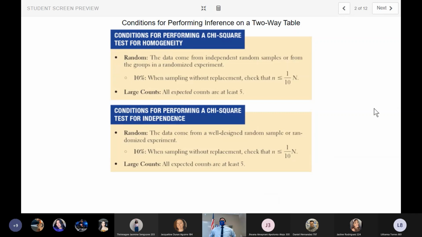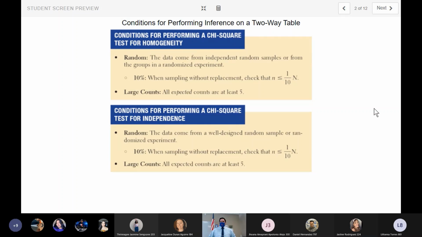Next, we have our conditions for performing inference on a two-way table. There are two sets of conditions because there are two different tests. We have the conditions for performing a chi-square test for homogeneity. This one has a different randomness condition than the other two chi-square tests. The data must come from independent random samples or from the groups in a randomized experiment.